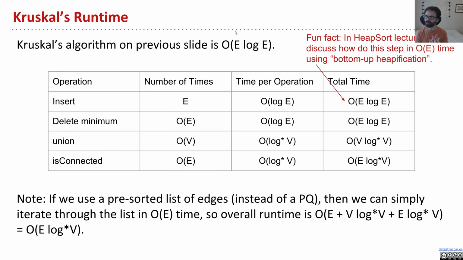Now you can actually do a little better. If we use a pre-sorted list of edges instead of a priority queue, that is, somehow the graph just provides as part of its API all of the edges in sorted order, you don't need to do this insertion deletion business. So if you have a slightly different graph API, the only operations that we need to do with data structures are based on union and is connected. And in that case, the overall runtime would be big O of E for the iteration through all the edges, plus the union and connected operations, so V log star V and E log star V, and in that case, the E log star V term dominates.